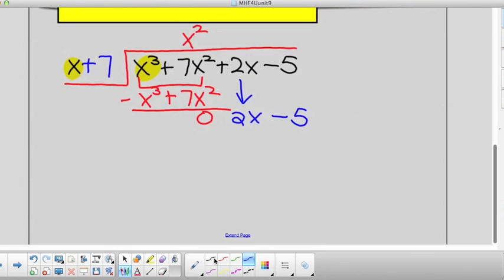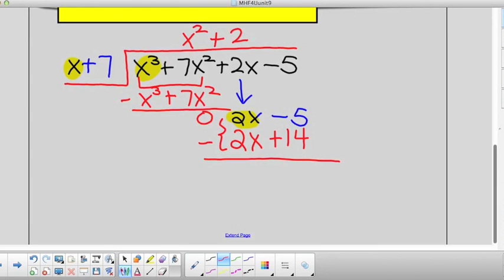And once again, I'm going to look at my leading term, my x, in my divisor, and I know that x is going to go into 2x positive 2 times. So, positive 2. And x plus 7 times positive 2 is 2x plus 14. Now watch what happens, because we always subtract, just like you did division in elementary school. 2x minus 2x is 0, but negative 5 minus 14 is going to give me negative 19, right?